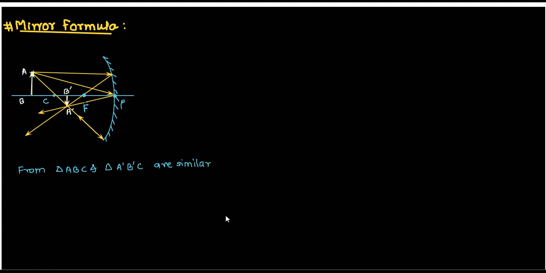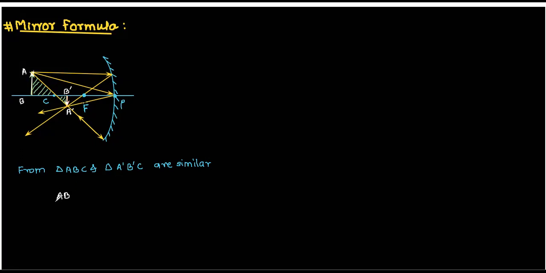Which triangle? Let me shade these triangles for the time being. ABC, and see here I am shading this triangle so that you will understand easily. You can also draw a little bigger diagram. These two triangles, can you see? ABC and A dash B dash C. Okay, these two triangles. So see here, if they are similar, can I write like this?